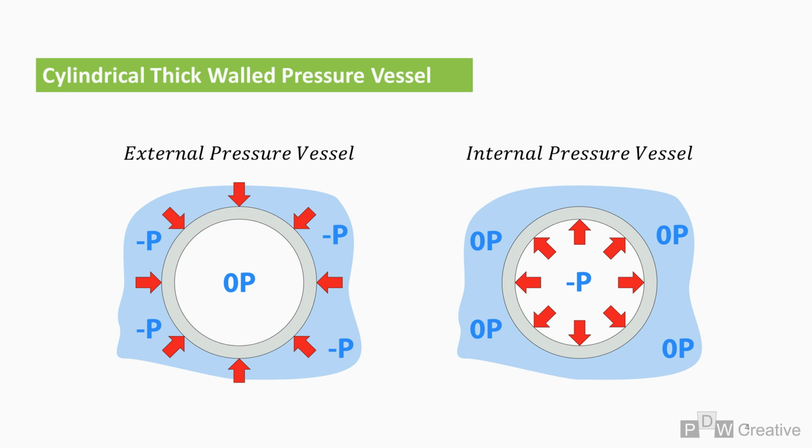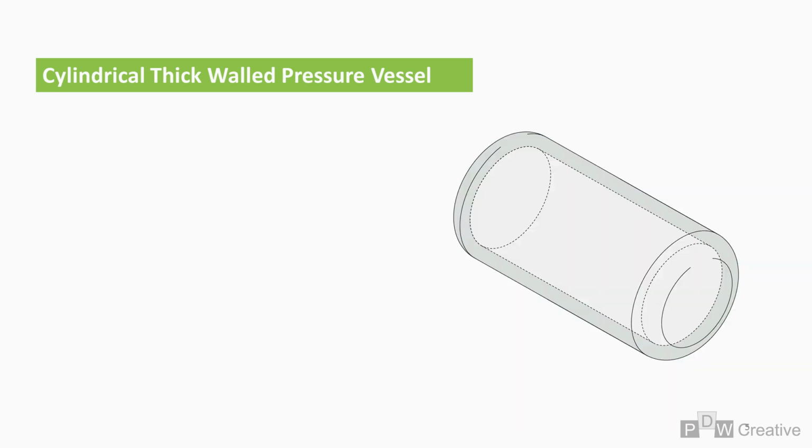Other types of pressure vessels exist that use a combination of internal and external loading, but these are not discussed here. For this tutorial, we will look at a thick-walled, internally pressurized, closed cylindrical vessel. Let's look at an example.